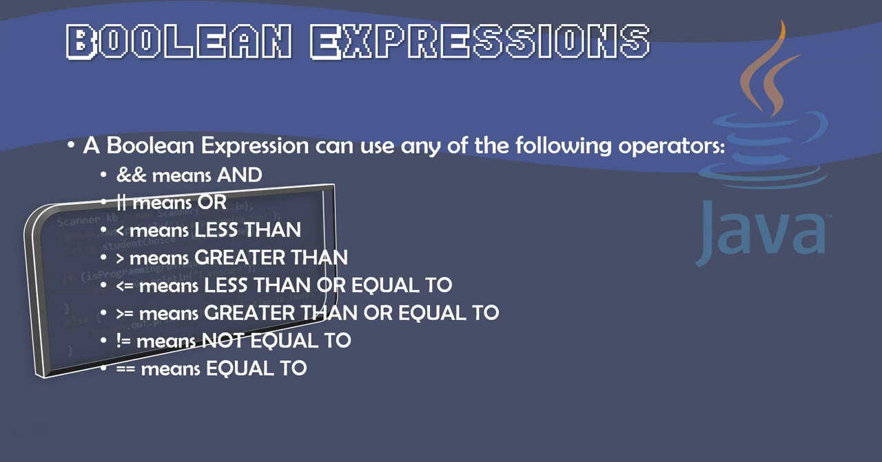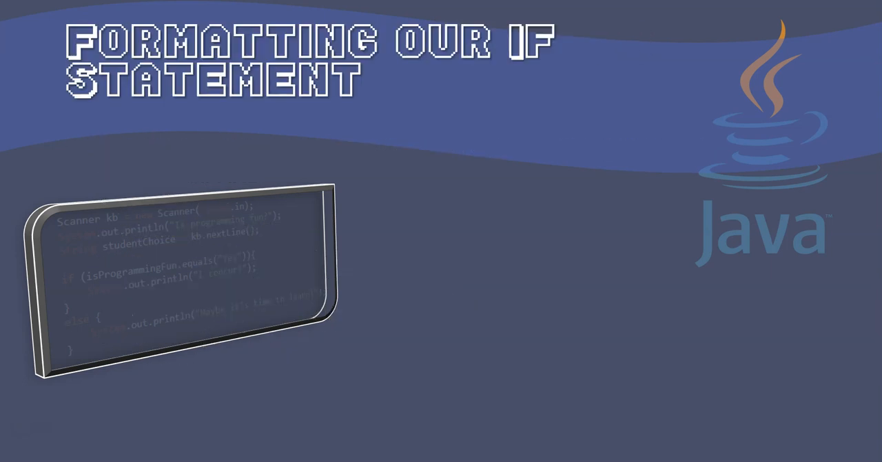A double equal sign means to test to see if something is equal. It does not mean to change the value to make it equal. So very important distinction there.